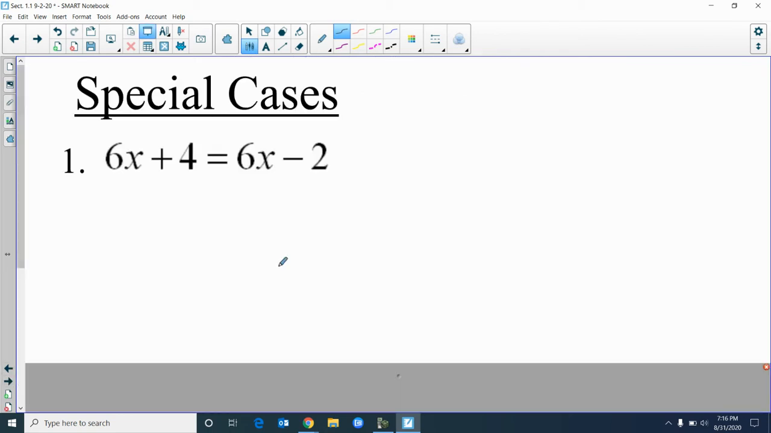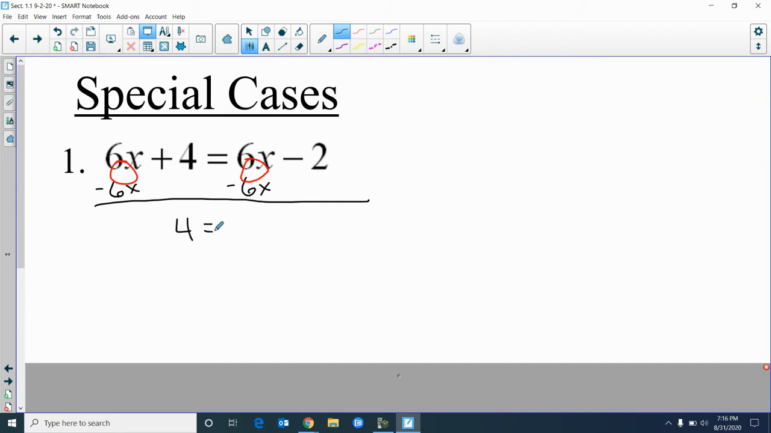Now, just some special cases. 6x plus 4 equals 6x minus 2. You might even just look at it and know it's a special case and know what the answer is. But sometimes you just get in the habit of going through the work, and I'm going to do that. I always get the x's on one side, but when you do that, you end up with 6x minus 6x in both cases, which are both zeros.